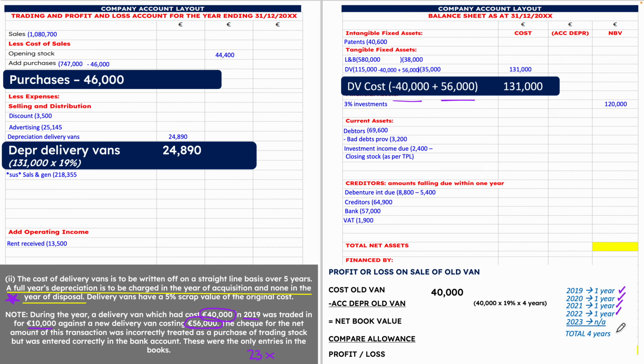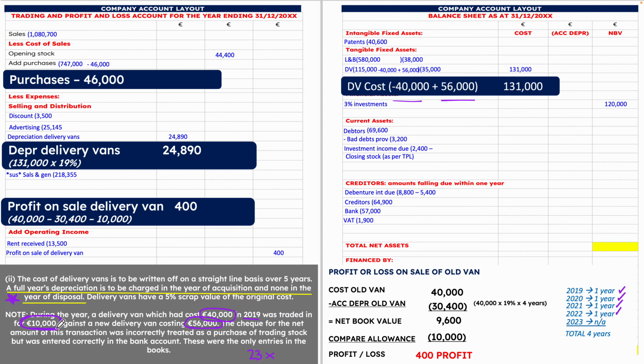So we can work out how much depreciation was charged on that old van. 40,000 multiplied by 19% multiplied by 4 years is 30,400. That means that the value of that van when we traded it in was 9,600 in our books. Now, we got an allowance from the Ford garage, or whoever it is selling us this new van. They give us 10 grand on our old van. So that means that we made a profit in our own books of €400.